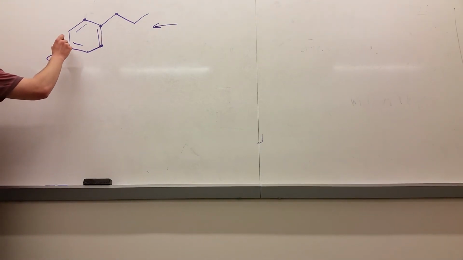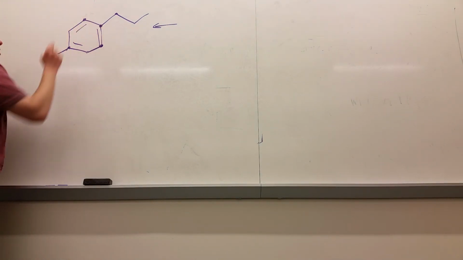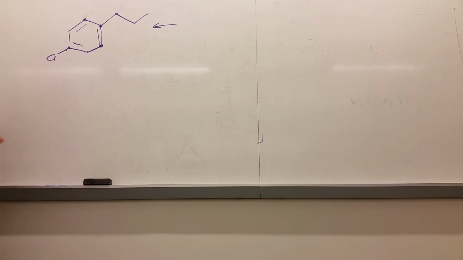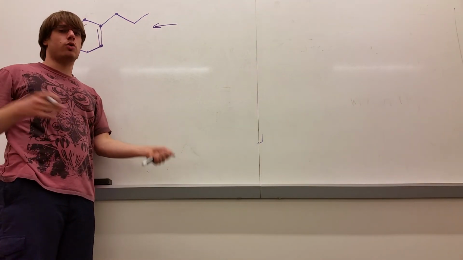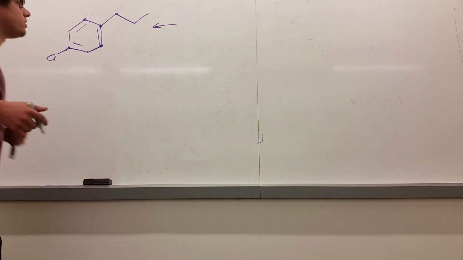I have a chlorine here, 1, 2, 3, 4 away from my carbon chain. So they are in the para positions. And we know that both chlorine and carbon chains are para directors. So it actually turns out it doesn't matter which one I choose to put on first because both will direct the other group in the right position. But let's add the chlorine first.